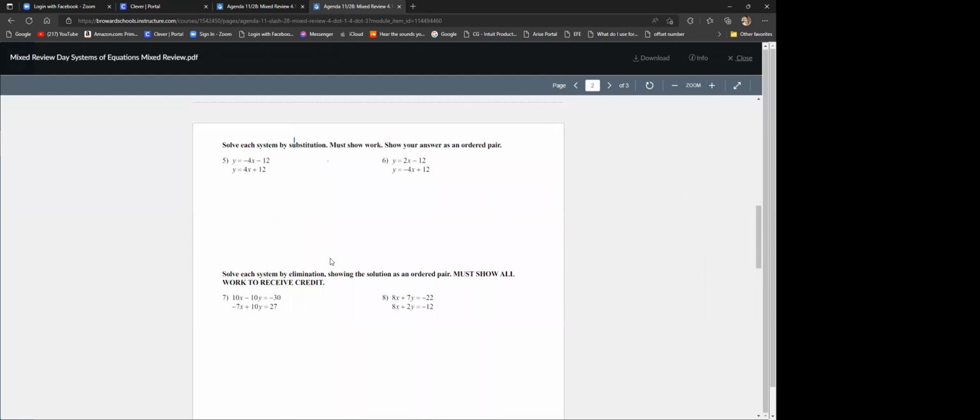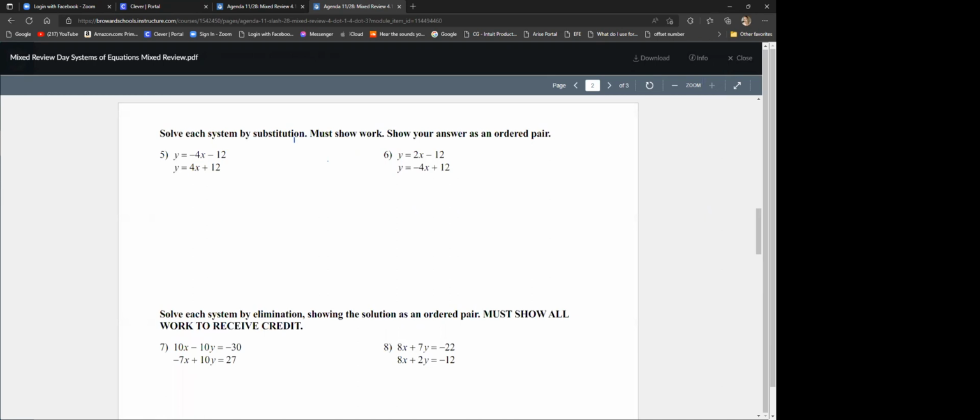Okay, which one are we on? 5. Solve each system by substitution. Okay, this one we were talking about a couple weeks ago. Must show your work. Show your answer as an ordered pair. That means what's the x, y? Ordered pair, what's the solution? Okay, so how do we do this one?